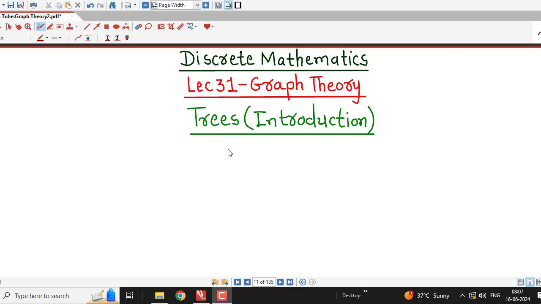In this lecture we are going to have introduction of special type of graphs which are known as trees. We will understand the definition of trees in this lecture.